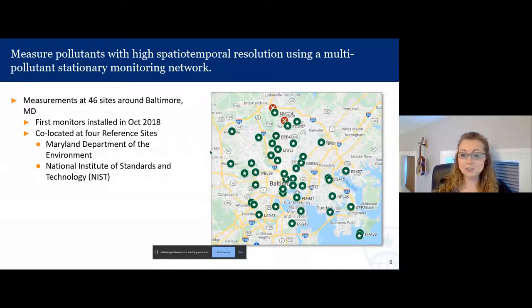We began installing these in October of 2018. And we've probably hit our cap of how many we're going to install in the city just this year. So we've kind of had a rolling deployment. But we also have a couple of nice things. We co-located at reference sites, notably the Maryland Department of the Environment, or MDE, as I might reference them casually, and NIST. NIST has their greenhouse gas corridor set up between the DC and Baltimore area. And so we have the ability to co-locate both the measurements that the EPA measures through MDE, as well as these greenhouse gases. So we have real-time methane and CO2 in Baltimore using these high-cost instruments so that we can compare to these low-cost sensors and really get a good idea of the quality of data we're putting out there.